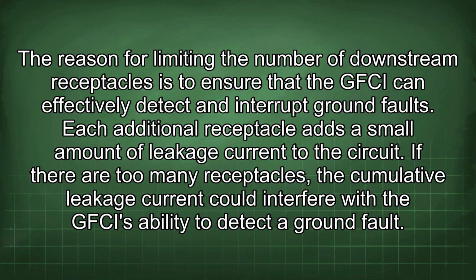The reason for limiting the number of downstream receptacles is to ensure that the GFCI can effectively detect and interrupt ground faults. Each additional receptacle adds a small amount of leakage current to the circuit. If there are too many receptacles, the cumulative leakage current could interfere with the GFCI's ability to detect a ground fault.